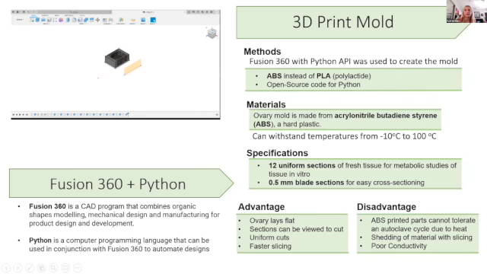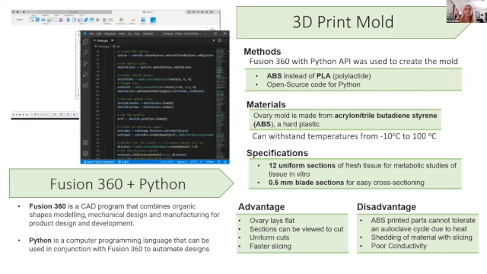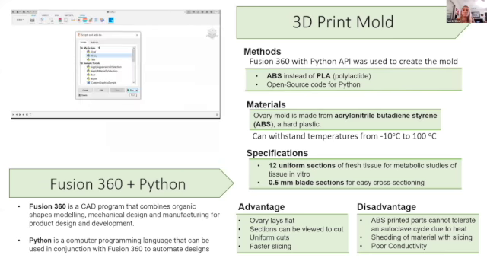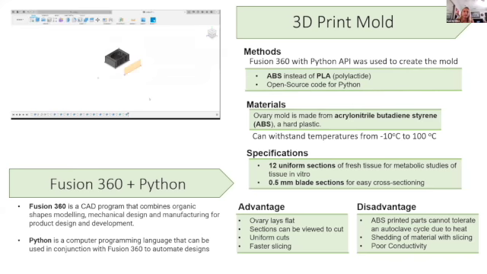So for the mold itself, ABS, which is acrylonitrile butadiene styrene, was used, which is a hard plastic, instead of PLA, which is polylactide, which is another type of plastic. When we printed the PLA mold, we found that the sections right here would fold in on themselves, so it wasn't very sturdy. For the code itself, open source code was used. So ABS was also chosen because it can withstand temperatures from -10 degrees Celsius to 100 degrees Celsius.